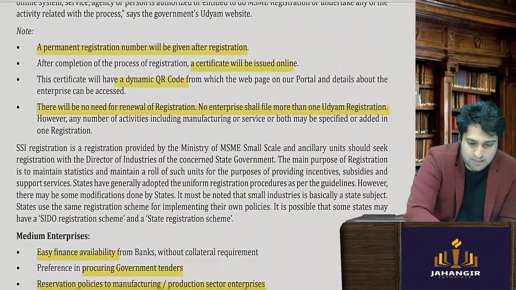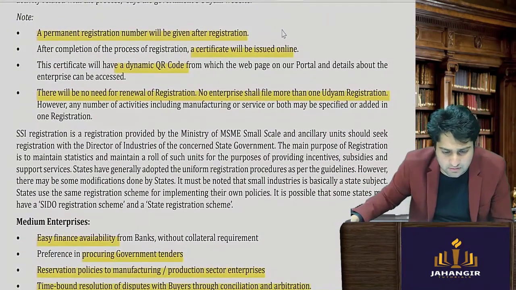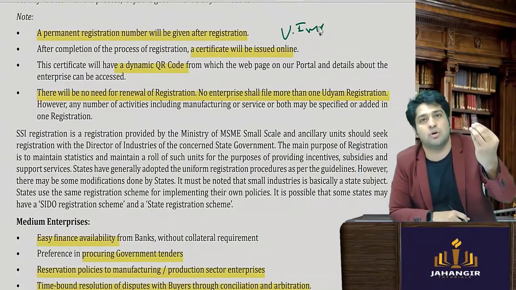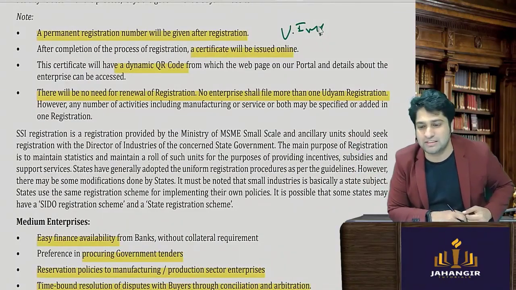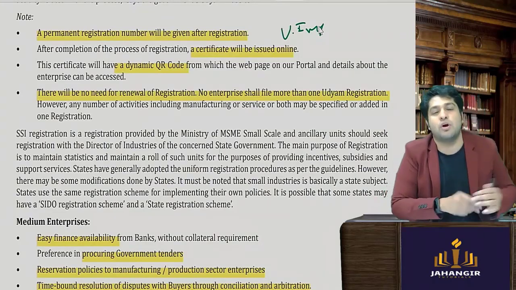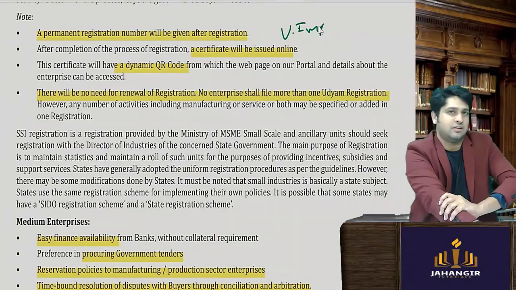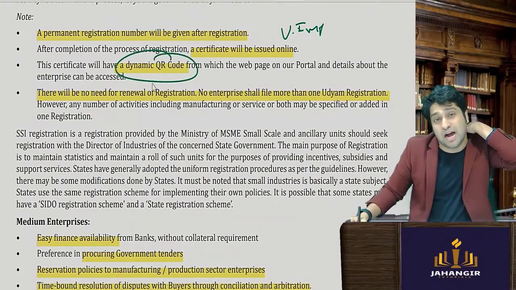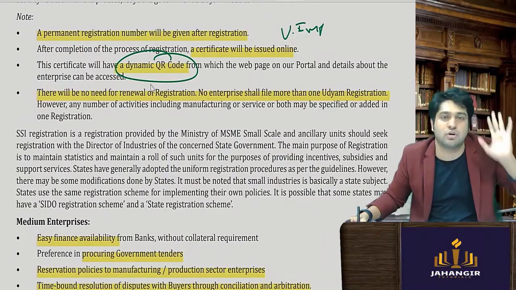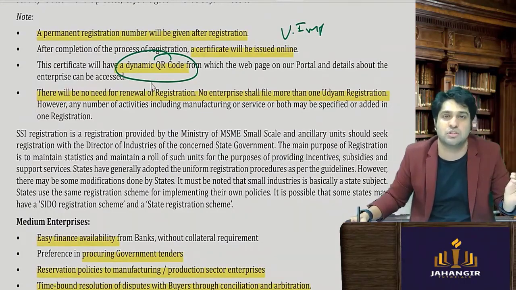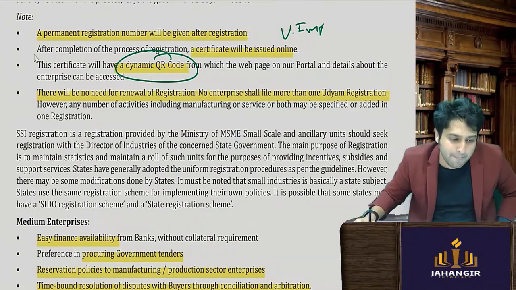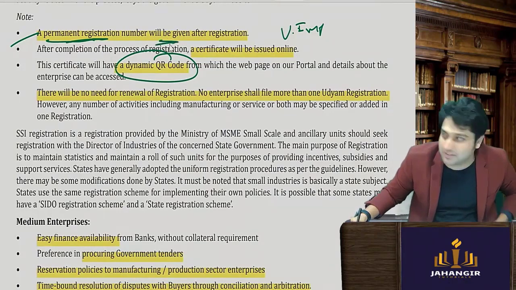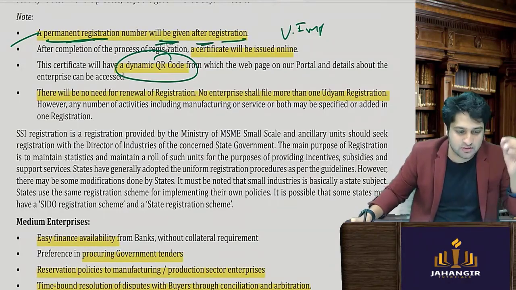Now moving ahead to the next part, this also I feel is important. The Udyog certificate will look something like your COVID certificate. Really strange, but have you got a COVID vaccine certificate? Yes. So it has a QR code on it. In the same way, Udyog Aadhaar will also have a QR code which will help you know whether it's a genuine certificate or someone has done Photoshop. A permanent registration will be given after registration.